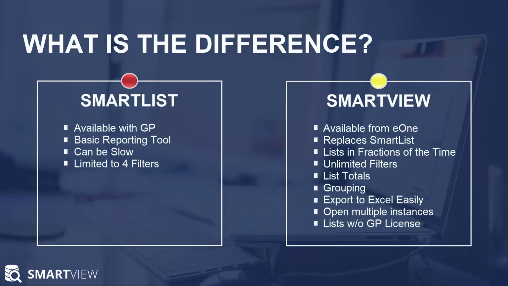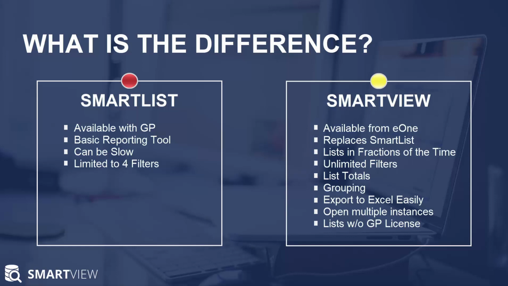So when we look at SmartList and SmartView, since they are tools that will do very much the same thing, what are the differences? Well, SmartList, of course, is available with GP. It gives you your basic reporting, going to return the records that you are looking for, but it is rather slow. If you're trying to return more than 100 records or so, it can slow down a little bit there. You are limited to 4 filters to restrict that data down and get exactly what you need.